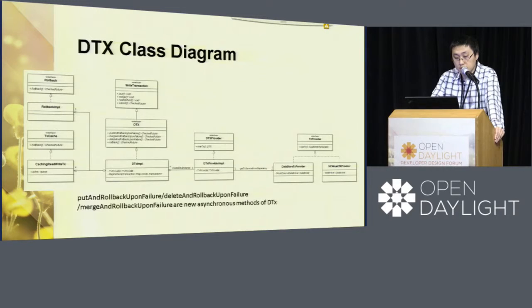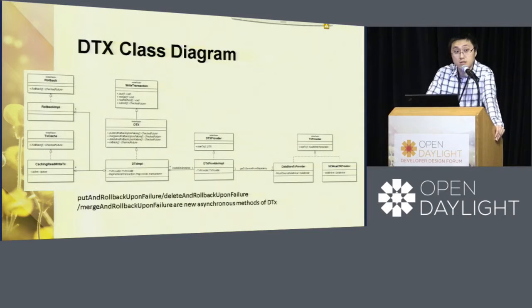The problem is for the first three, put, merge, and delete, their return value is void. But for DTX, the DTX write APIs are all asynchronous. There are a lot of different scenarios, and different errors may happen during programming. So in this case, we create three new APIs called put and rollback upon failure, delete and rollback upon failure, and merge and rollback upon failure. These are three new asynchronous APIs for DTX.